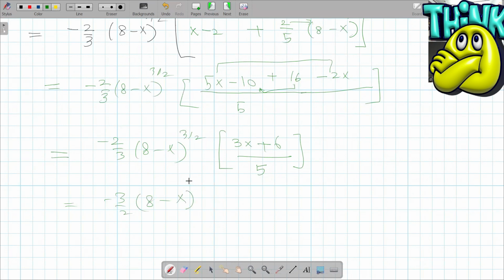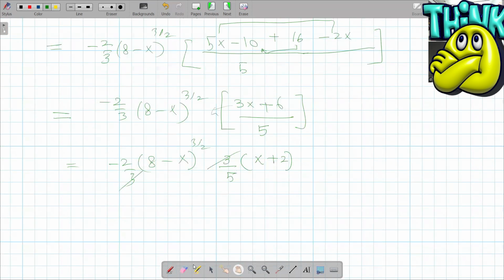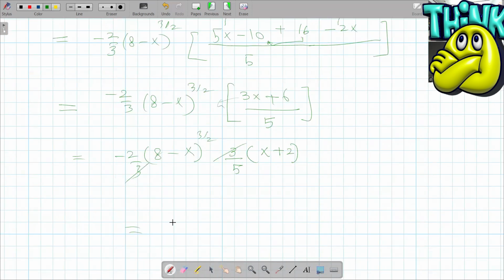What will be when we take 3 over 5? Sorry, this is 2 over 3. Negative 2 over 3. If 3 is taken outside, then it will be x plus 2 left inside. So the 3 can be cancelled out from here, and we will have negative 2 over 5 times x plus 2 times 8 minus x raised to the power 3 over 2 plus c.